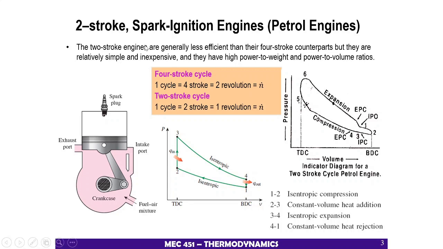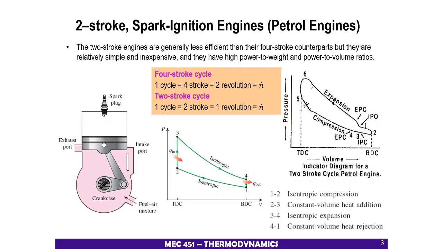This is the difference between 4-stroke and 2-stroke. In the 4-stroke, one cycle has 4 strokes, which is 2 revolutions. For 1 stroke your crankshaft rotates 180 degrees, which means for 2-stroke the crankshaft rotates 360 degrees. For 4-stroke your crankshaft rotates 720 degrees for one cycle. The 2-stroke only takes half of it, which means the crankshaft only rotates 360 degrees to complete one cycle.